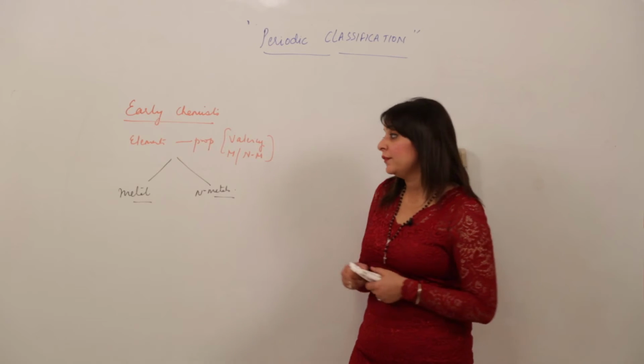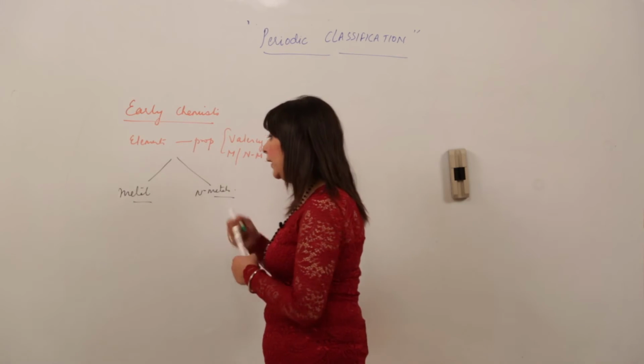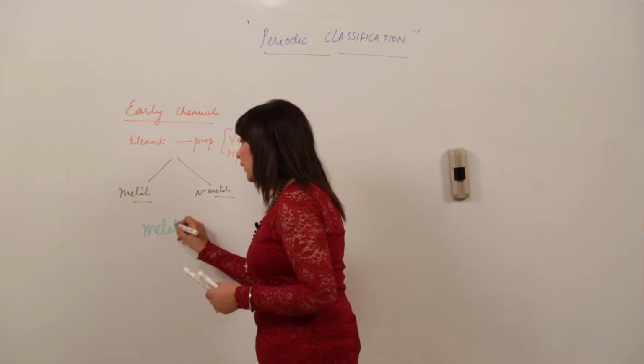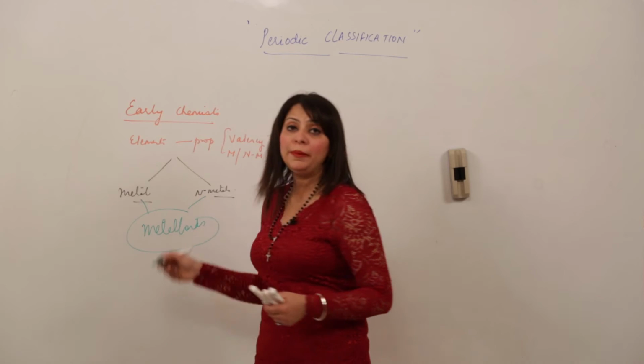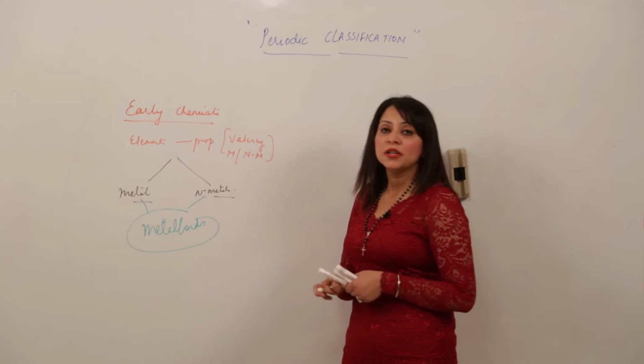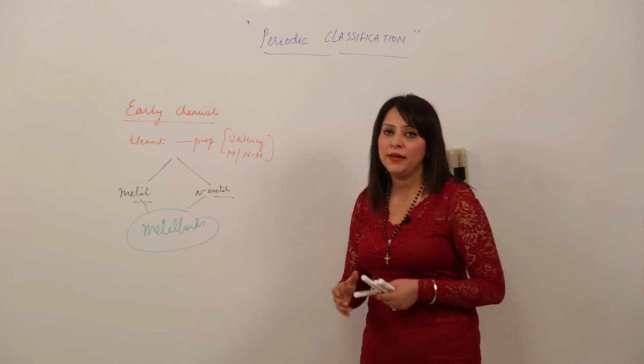But we do have the elements called metalloids, which have properties of both metals and non-metals. So there was no place for the metalloids. So this classification actually failed.